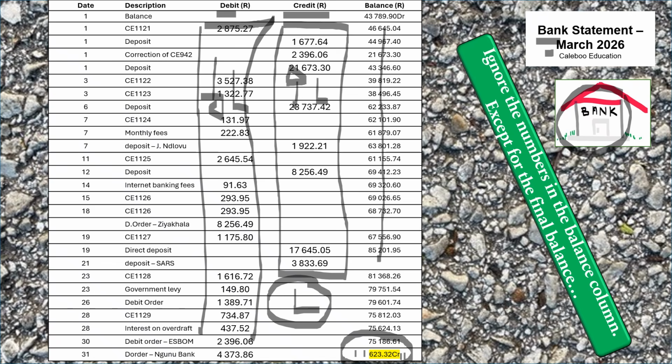And a bank statement is a summary of transactions, in this case of Calibre Education, for the month of March. So it's all the movements on our bank account according to the bank. So this is what the bank whom we bank with has records of. It's our records according to the bank.